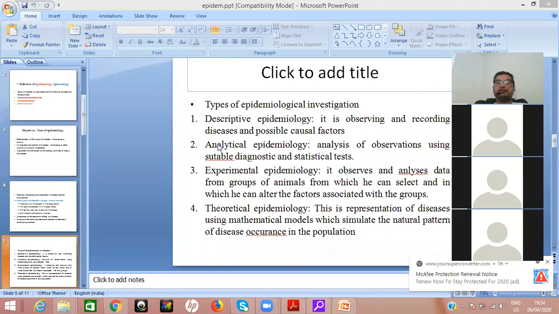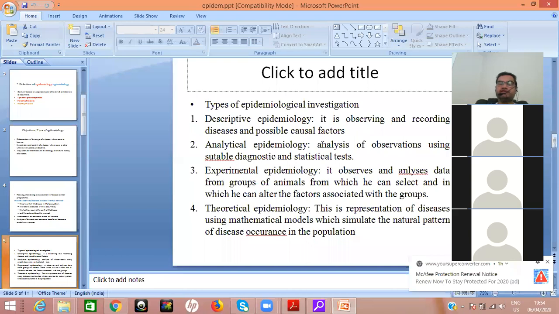Now, analytical epidemiology comes. So analytical, as we all know, is derived from analysis. So whatever observation you have recorded in descriptive epidemiology, we have to analyze it with the help of a suitable tool. So what are those tools? They can be a statistical test. They can be a diagnostic test.